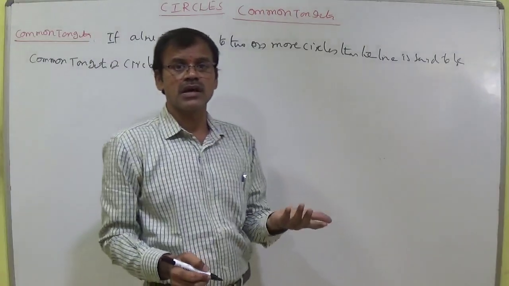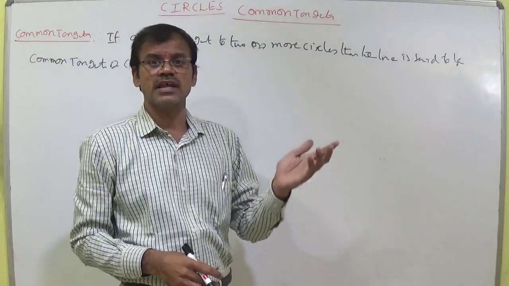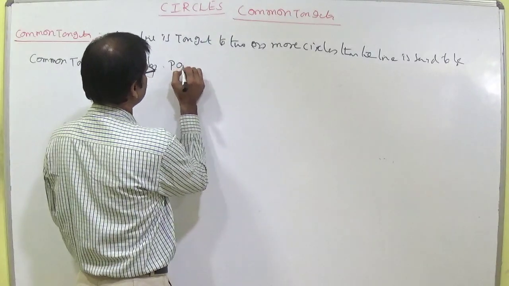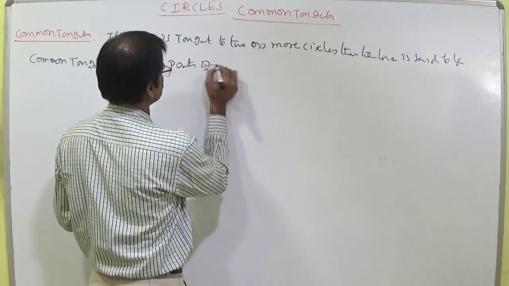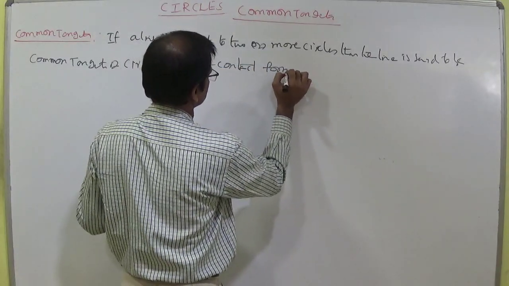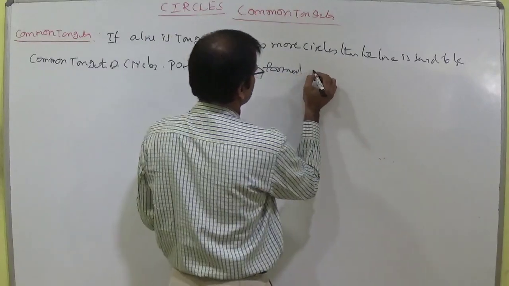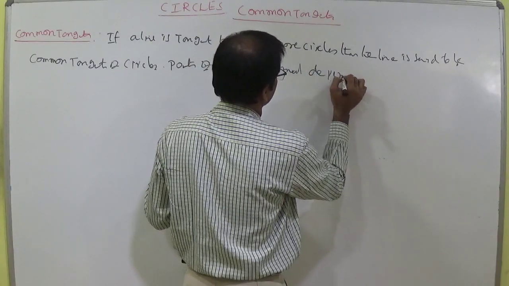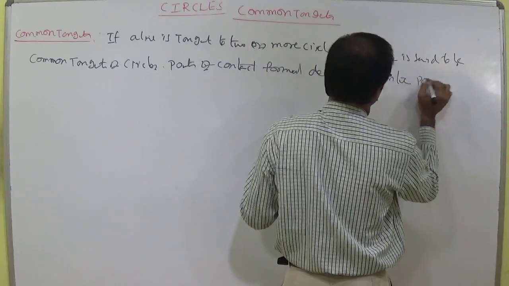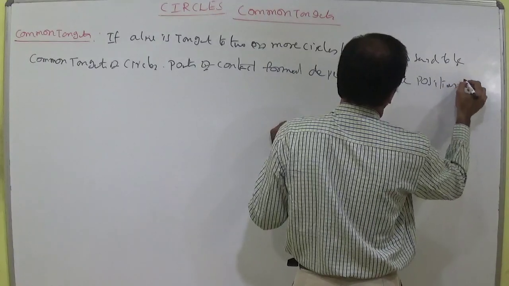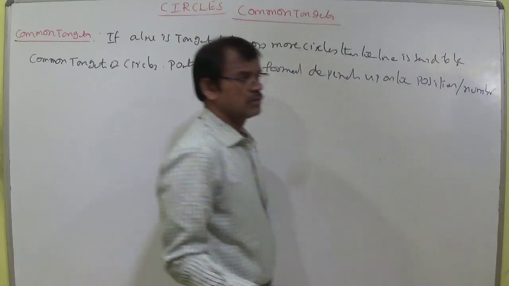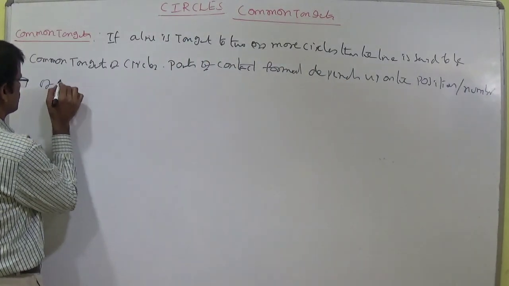Points of contact formed depend upon the number of circles or the position of circles. Points of contact depend upon the position or number of circles.